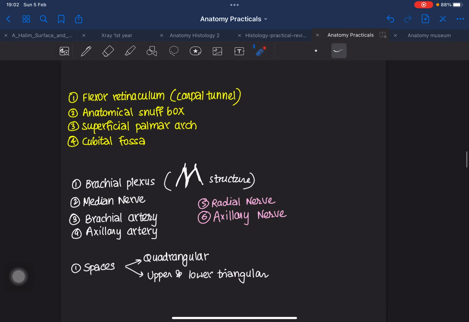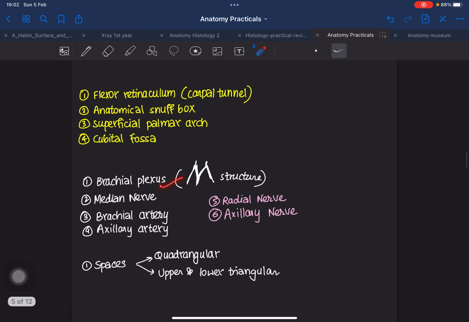Furthermore, brachial plexus. When asked about the brachial plexus, it will be very easy, don't worry about it. The mesh won't be created; a simple M structure will be given there. You will be asked to mark which nerve is this, or which nerve is that. The root value will be asked, and the muscle supplied.